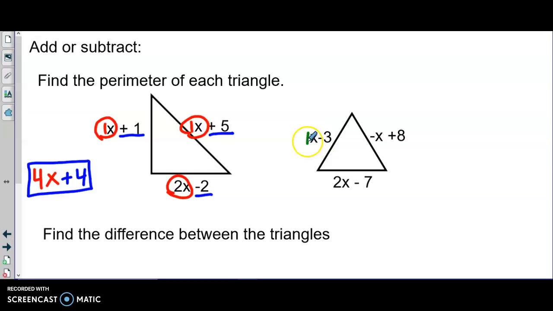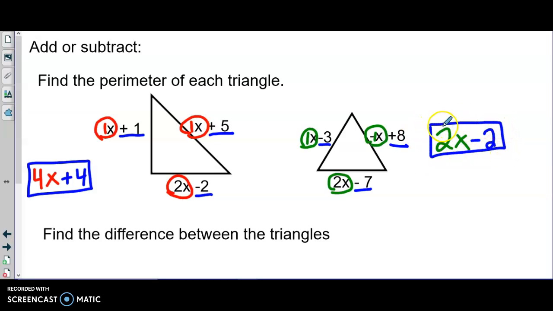All right, for the second figure, I have 1x, 2x, and minus 1x. 1 minus 1, those cancel, and then we have 2x left. And then we have a minus 3, a minus 7, that's negative 10, and a positive 8, that would make a negative 2. And we can't go any further, so that is our perimeter there. Now, if you didn't know that, you could always type in negative 3 minus 7 plus 8 in your calculator, and it would tell you negative 2.